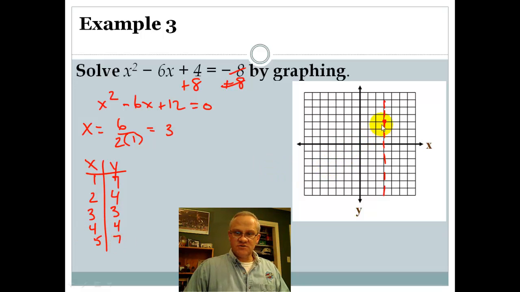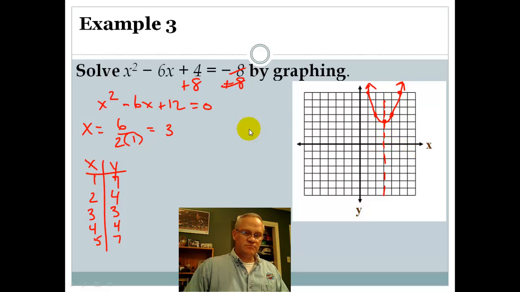Alright, so let's look at those here. 3, 3, and then I've got a point of 2, 4 and a point of 4, 4, and then I've got a point of 1, 7, and then 5, 7. And if you look at this graph, it doesn't cross the x-axis anywhere, does it?